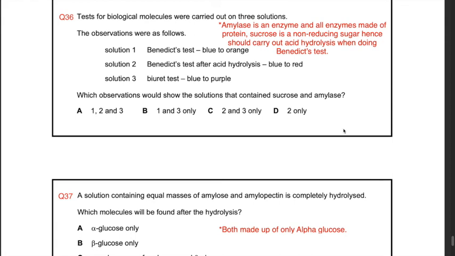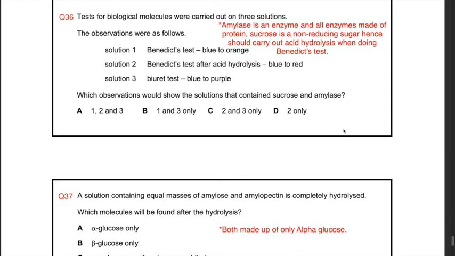If you recall one of the earlier questions we did, amylase is an enzyme and all enzymes are proteins. Therefore, solution 3 should be a correct observation, as Biuret test is carried out for proteins, and if it changes from blue to purple, that means it is a positive test result. Therefore, solution 3 should be a correct observation.